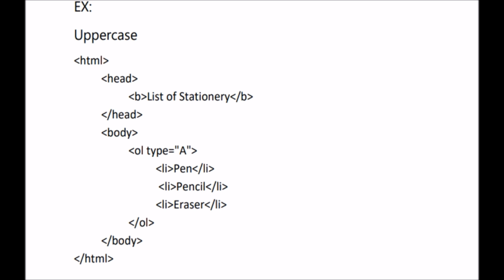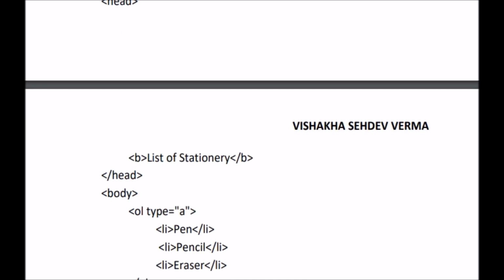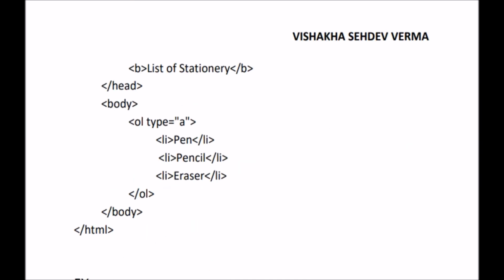So the type here which we have taken is type A. The list items displayed here will be in uppercase like A, B, C, D. The third example is lowercase. It means the OL type mentioned here is lowercase. OL items will be displayed as A, B, C, D but in lowercase.